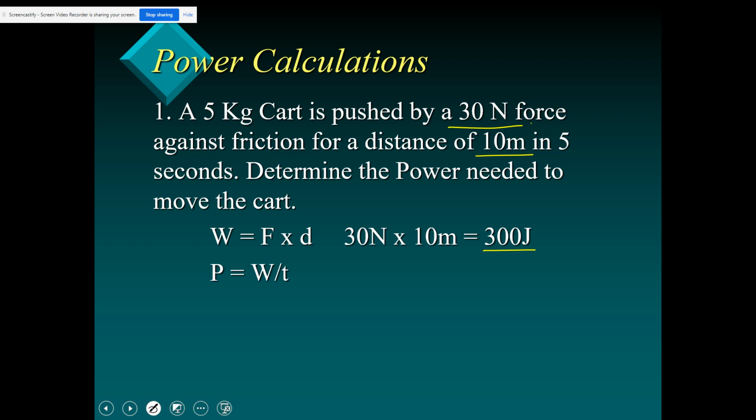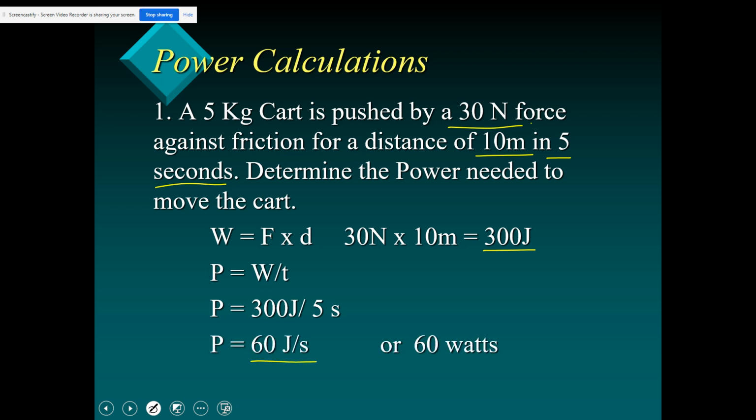Now, calculate the power, which is work divided by time. Since we have our work, all we need now is our amount of time in seconds, and we plug those numbers in, just like this, and we have 300 divided by 5. That's a simple calculation. It tells me I am going to do 60 joules per second. That's the rate that I am going to be doing that work, or 60 watts.